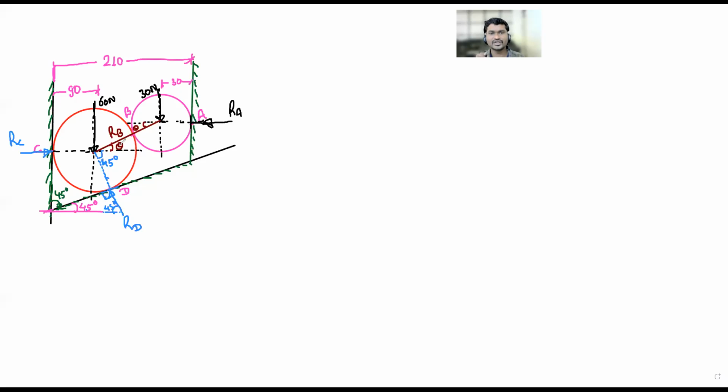What about this angle theta? The most important task here is to find out the angle theta. Can anyone tell me now how to find out the angle theta? This angle theta I want to have. How to get it?